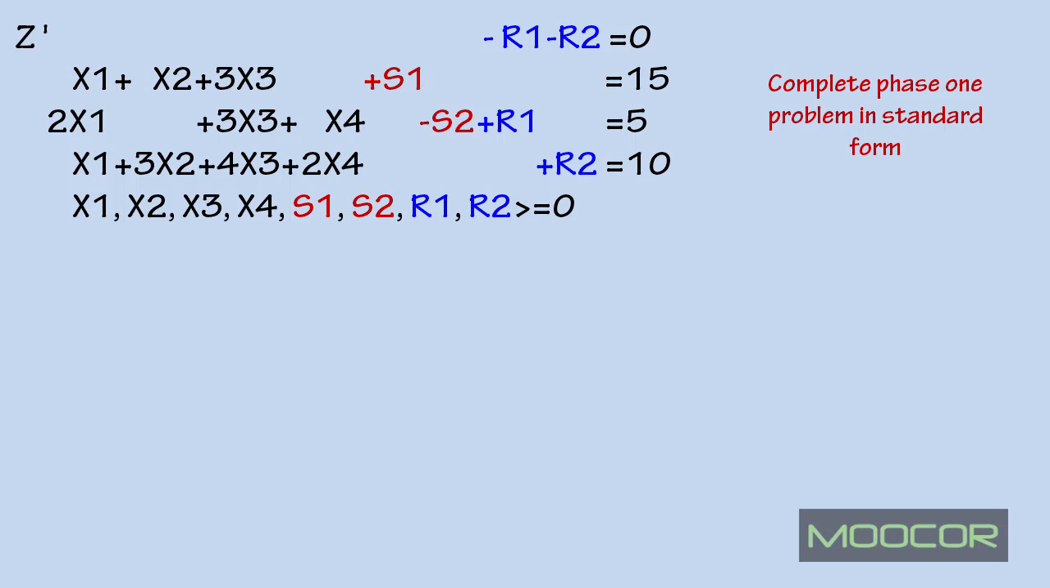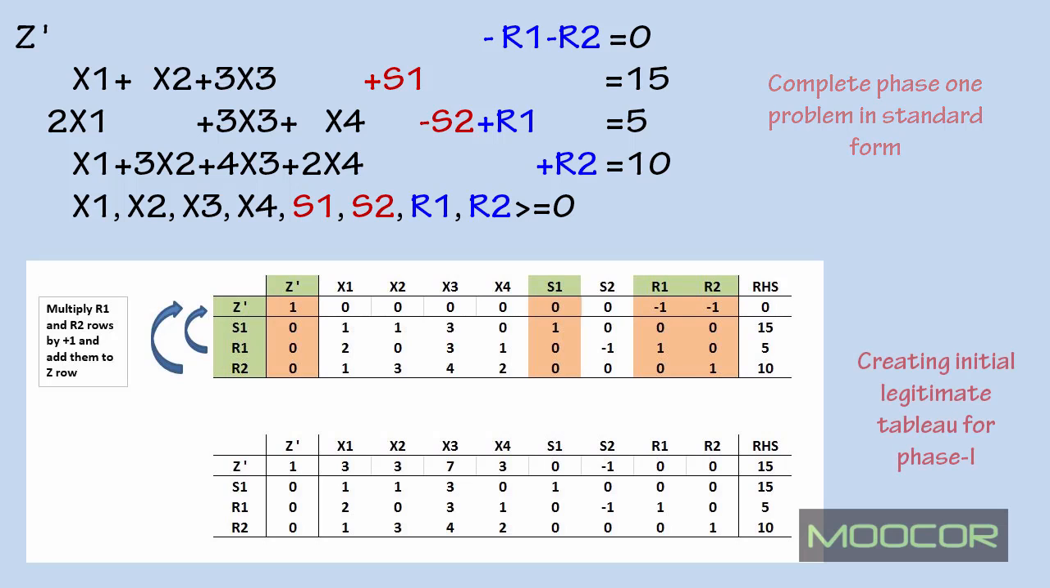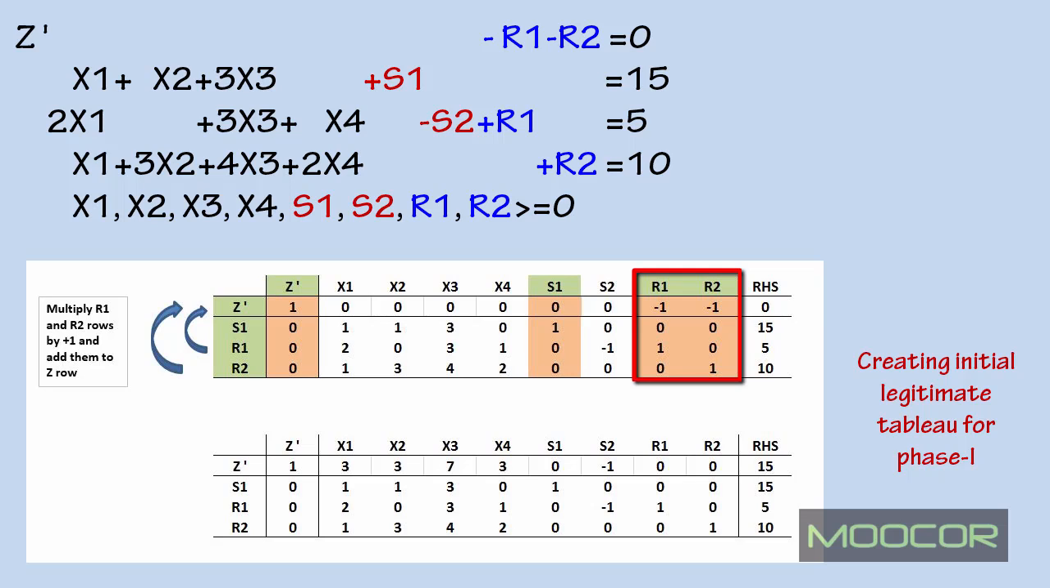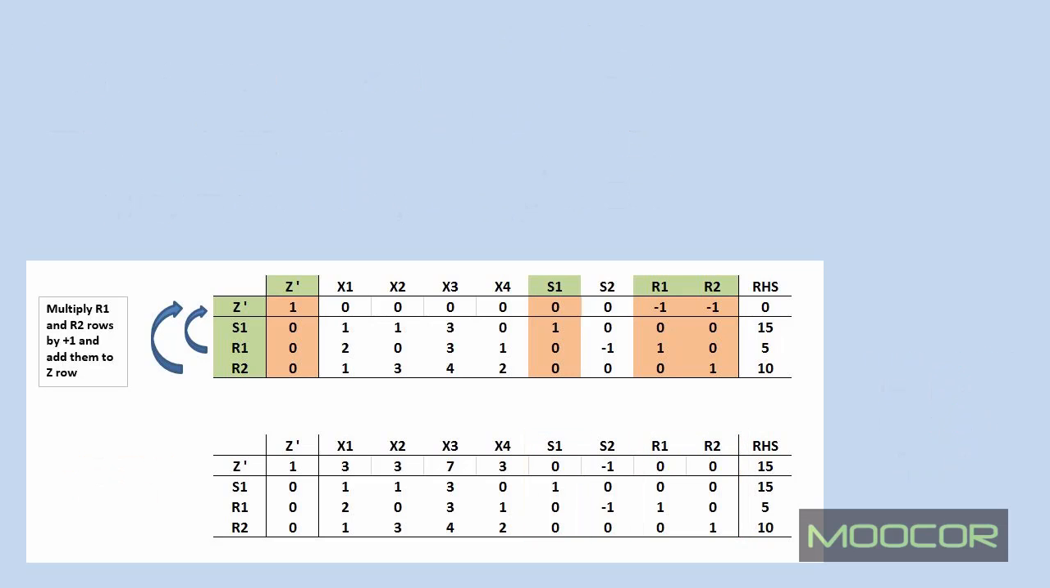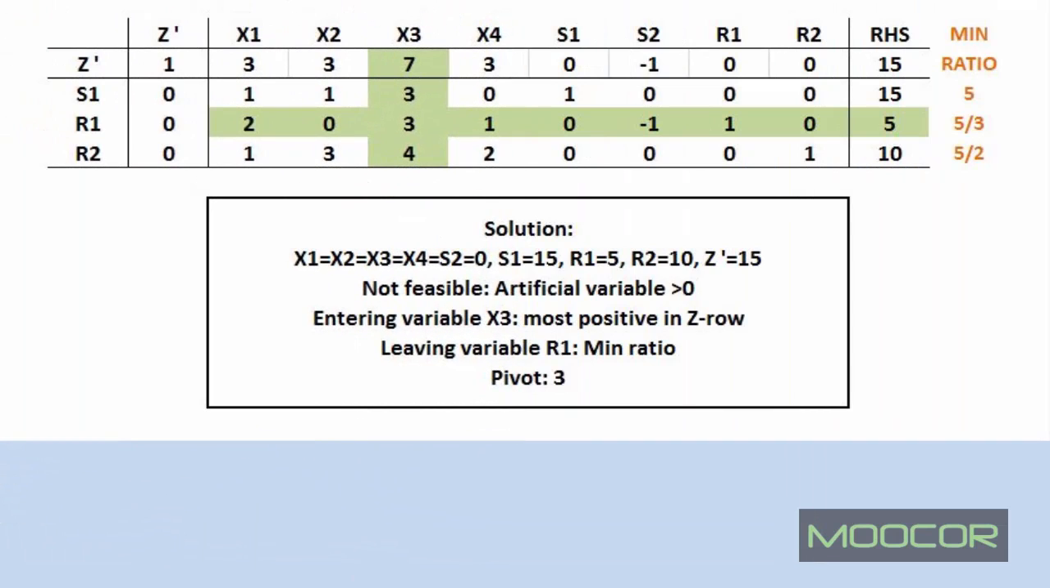So we will start setting up the tableau. We will write the tableau based on the information that we have. The tableau is not legitimized, so we will go through the legitimization of the tableau by using row operations, and we will identify the legitimized tableau for phase 1 of the problem. From here, we will continue the regular procedure for the simplex method. Notice that this is a minimization problem, so we will select the most positive entry at the z prime row.